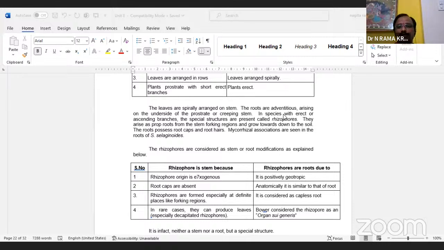In some species there are erect or ascending branches as well. Special structures called rhizophores are present. Rhizophore is the most important structure.